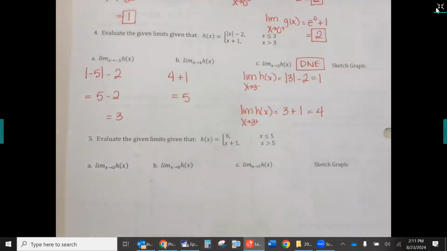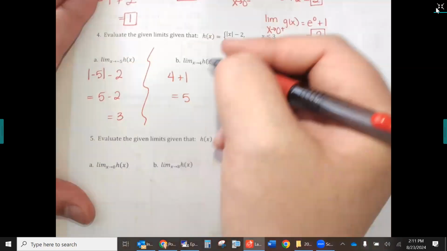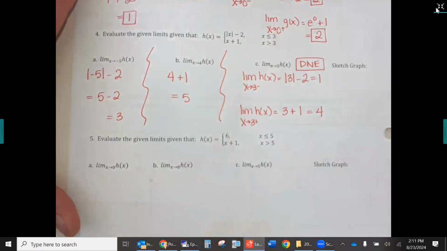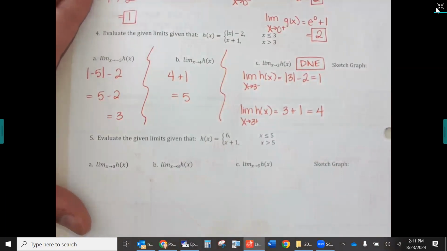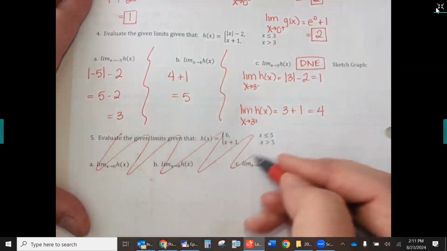All right, we are going to skip example 5. And then we're going to go to the next example, which is also 5, because I numbered it wrong. So skip this one and go to the next one.